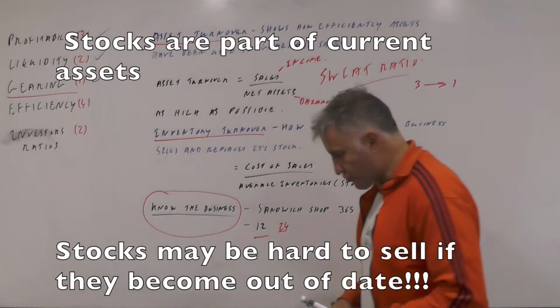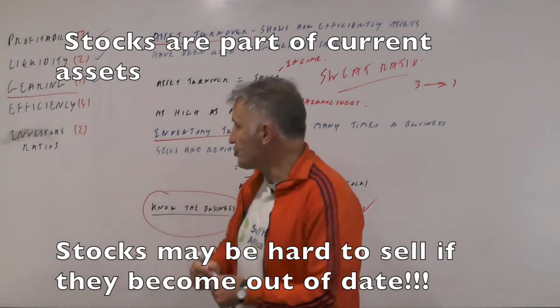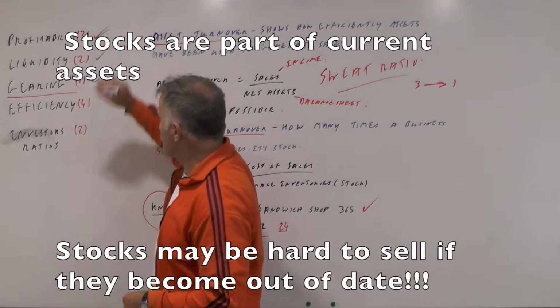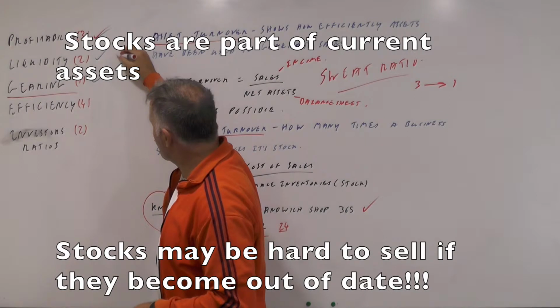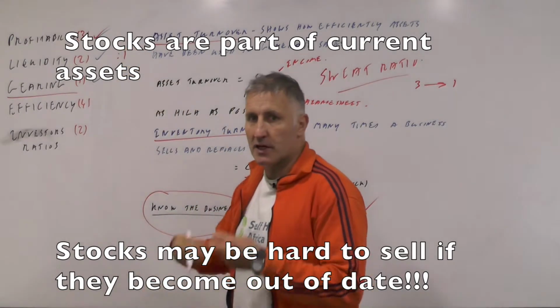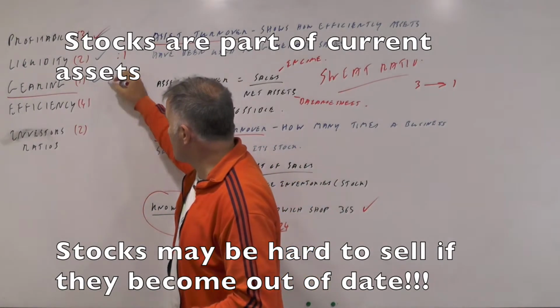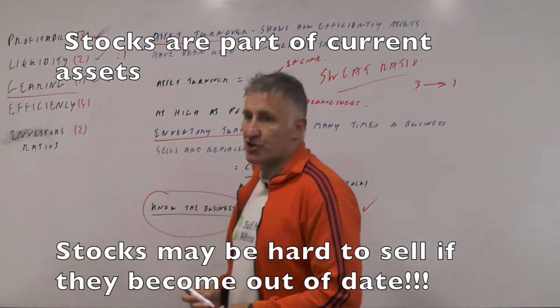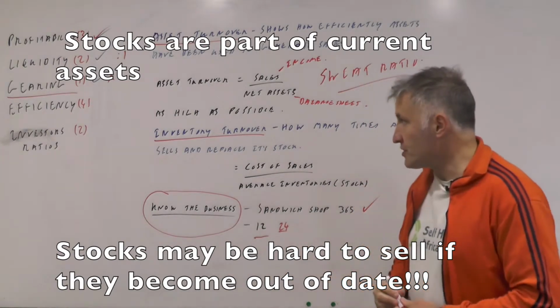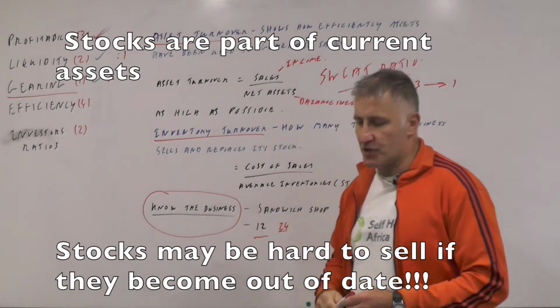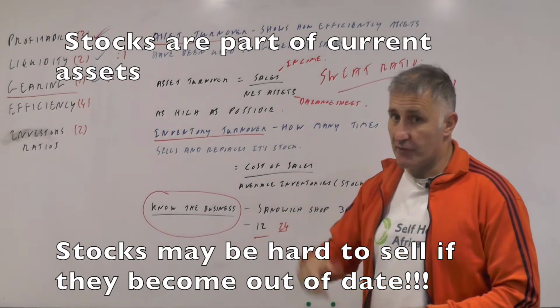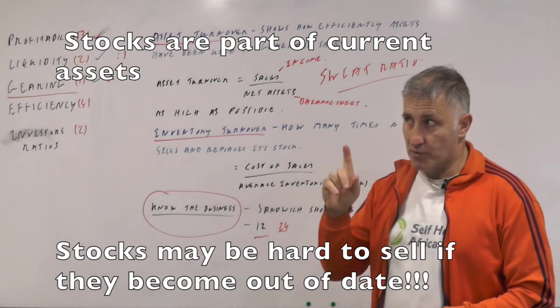So just out of interest, in terms of numbers and percentages: the profitability ratios are percentages, the liquidity ratios are ratios, and the gearing is a percentage. The efficiency ratios are all numbers. And lastly, we finish up with investors ratios, and there's one number and one percentage.